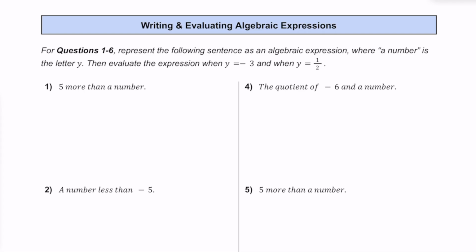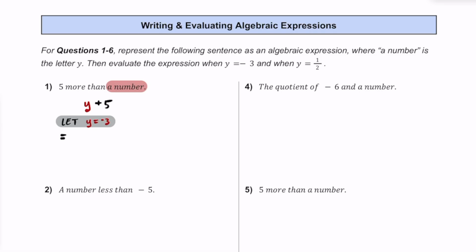All right, so for number 1, we have 5 more than a number. So we have a number that's going to be our unknown, and that's going to be y. If it's 5 more than that, that means we're going to be adding 5 onto something. So it's going to be plus 5, and we're adding 5 onto y. That's the unknown number, right? So that's going to be our expression. Now that we know the expression, let's evaluate it given the specific value of y equals -3.